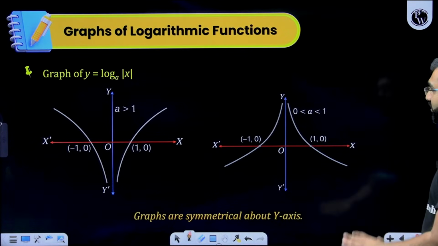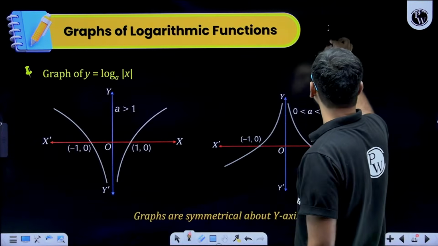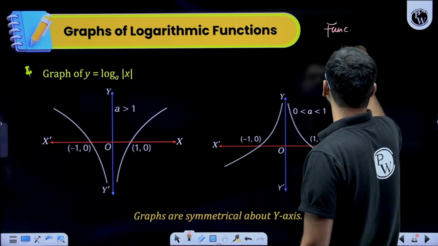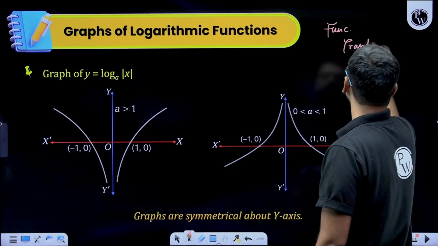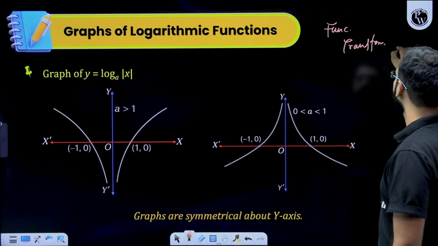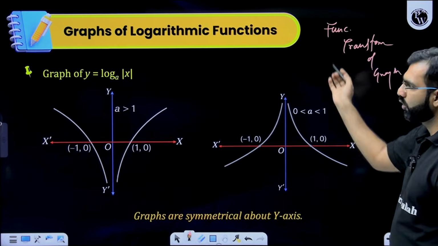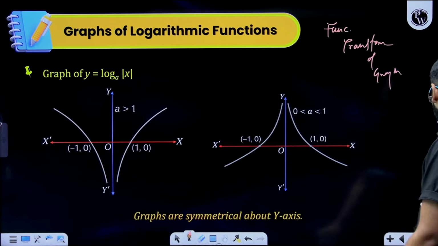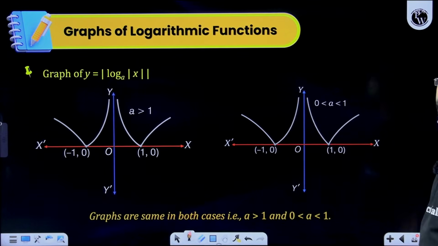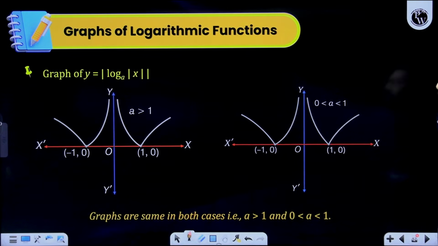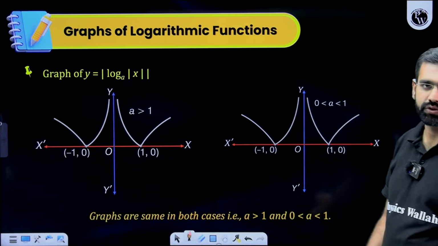Yes, this transformation of graphs we'll understand when we study the chapter functions. There I'll take you through the topic of transformation of graphs. Don't worry about that. There I'll make you understand how to draw the graph of log of mod x or mod of log of mod x. All of these I'll explain there, but I'm keeping them in these notes so that when you receive these notes, you can have them.